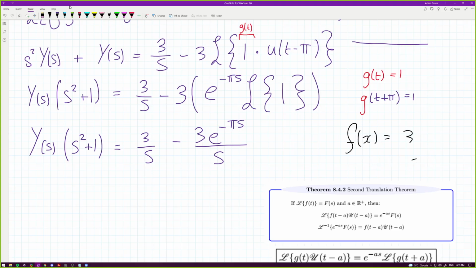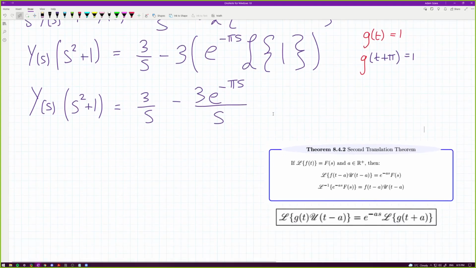The output's always 3. So hopefully that makes sense. Let me know if you need more explanation. I can. But okay, good.